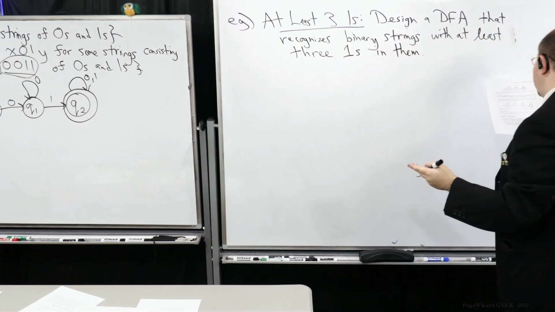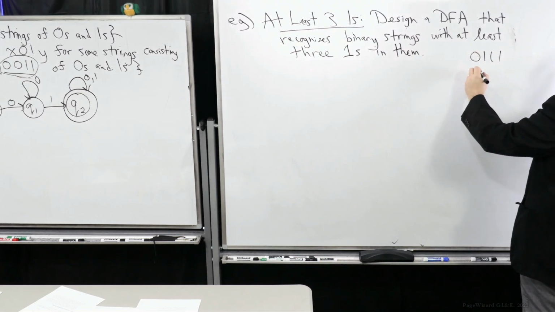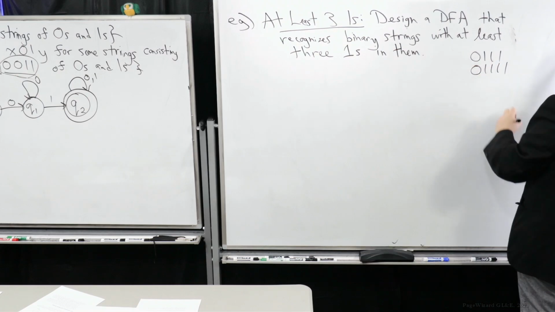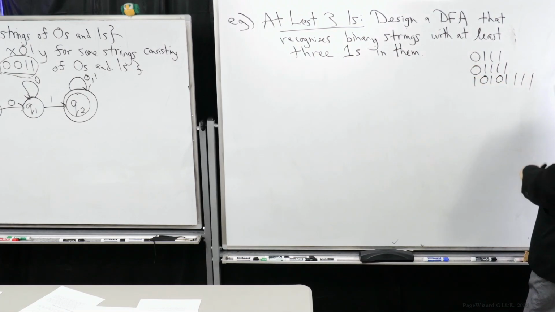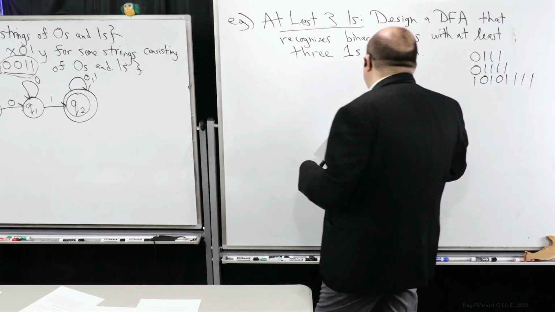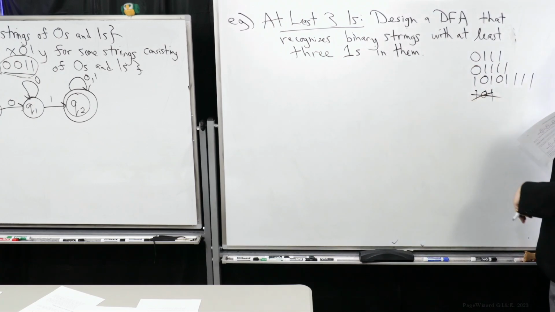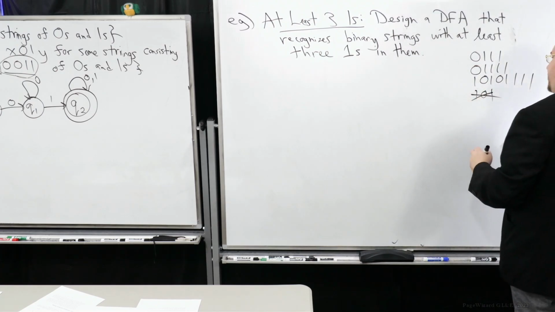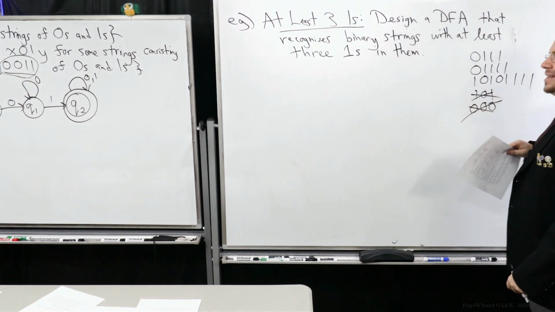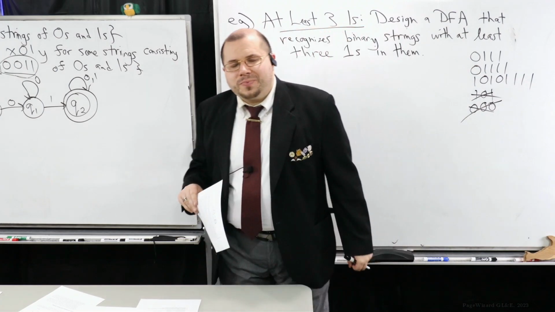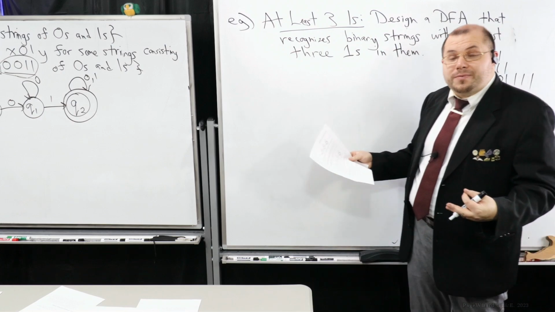So just to be clear, what I mean by this is that a string like this, that's okay. A string like this, that's okay. A string like this, that's also okay. All 3 of these are okay. However, this string, not okay. Having 2 ones and a 0, that's not enough ones for me. A string like this, there's no ones in this. Not okay. We need to reject those. Is that clear, everybody?